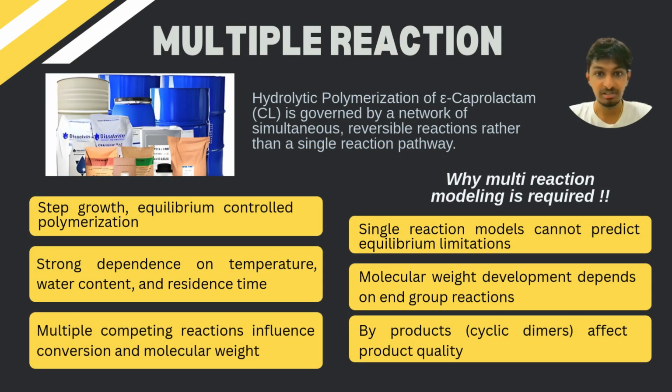Nylon 6 hydrolytic polymerization involves multiple simultaneous and reversible reactions, not a single reaction pathway. It's a step-growth, equilibrium-controlled process, strongly influenced by temperature, water content, and residence time. Because conversion, molecular weight, and byproducts are involved together, single reaction models are inadequate and a multi-reaction kinetic model is required for realistic reactor design.